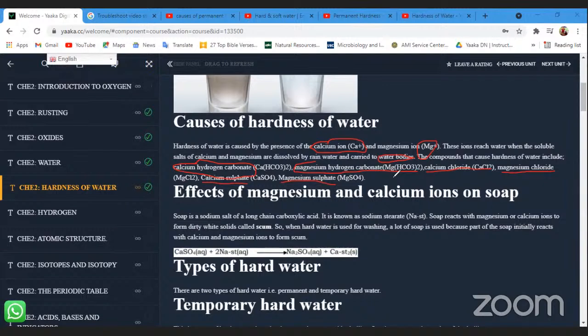Okay. So when you ask what causes hardness of water, just mention these compounds, the calcium compounds and magnesium compounds. Well, we have their sulfates, we have their chlorides, and then their hydrogen carbonates, mostly their hydrogen carbonates. Okay, so their chlorides, their sulfates, and their hydrogen carbonates cause the hardness of water. Okay, so that's good.